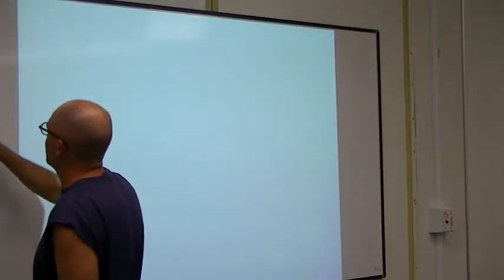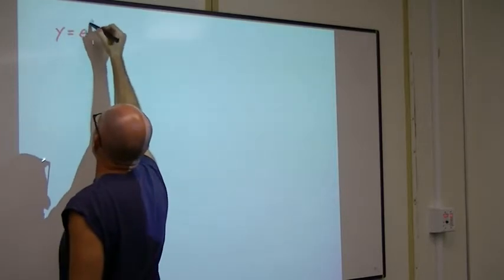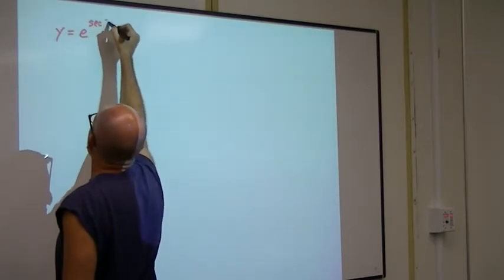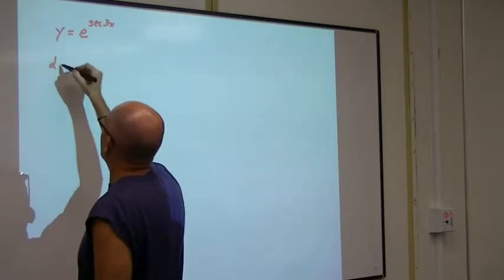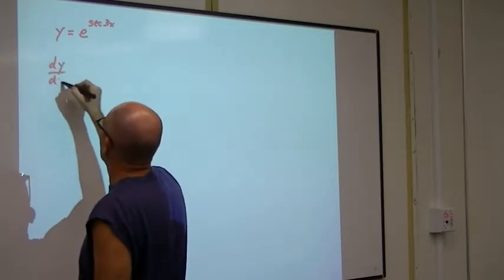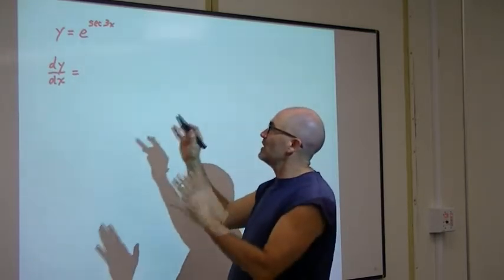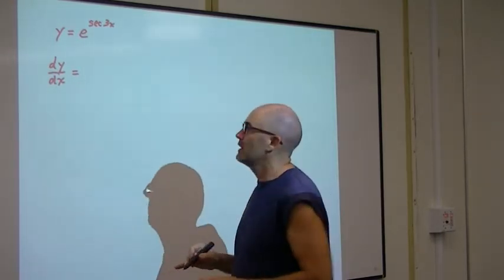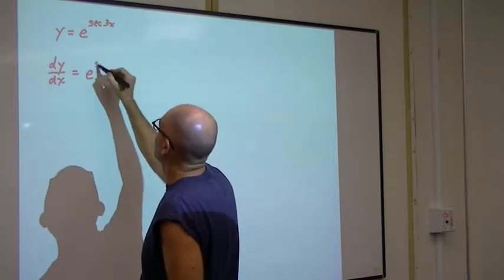And just to keep it the same, y equals e to the secant 3x. All right, so dy/dx equals. Now we treat this as if it was just e to the x. So what's the derivative of e to the x? It's e to the x.